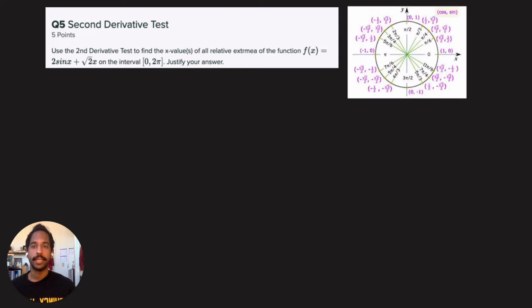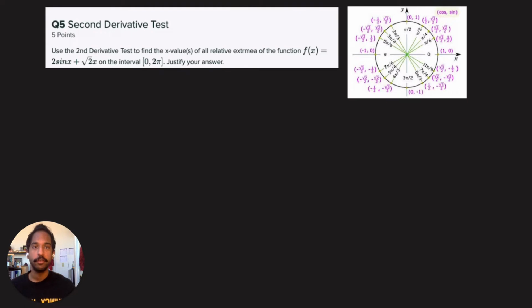You're asked to use the second derivative test to find the x values of all relative extrema, that's spelled wrong, of the function f of x equals 2 sine x plus root 2x on the interval 0 to 2 pi. Now, how do we do that? Well, the second derivative test has two parts.